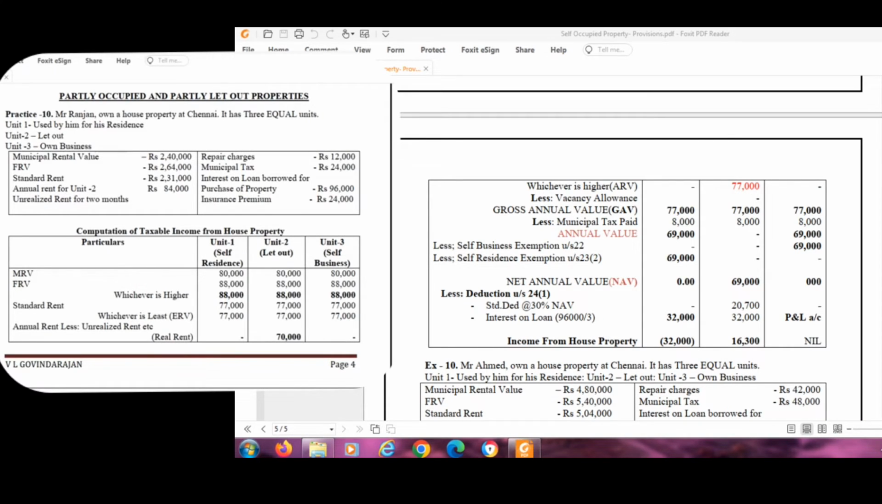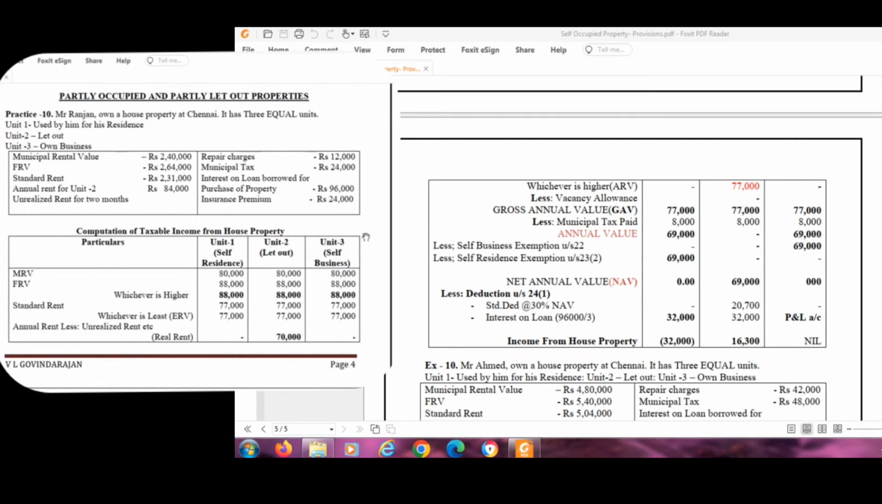Now annual rent for unit 2, 84,000. Unrealized rent for 2 months, 14,000, balance 70,000 is the real rent. So expected rental value or real rent, whichever is higher, that one is called annual rental value. If there is any vacancy allowance for unit 2, we can deduct it, but in this problem, there is no vacancy allowance. So the balance is gross annual value, 77,000 for all three units.